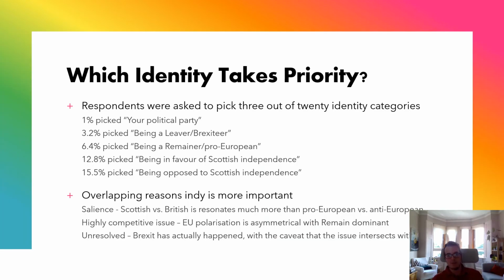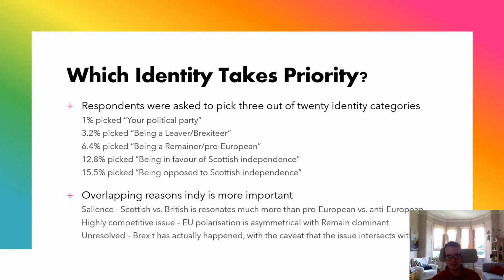So far we've seen that people hold the Brexit and independence identities with a similar degree of strength and in similar numbers, but folk do tend to prioritise the independence identity. This is something that we've seen in previous research when it comes to the issues themselves, so folk tend to vote more on the basis of independence than Brexit, and we also see this when it comes to choosing particular identities. So in the second wave of the survey, we asked respondents to pick 3 out of 20 different identity categories, running from stuff like being a parent to your sexuality to various political labels. And only 1% picked political party, which reflects previous patterns.